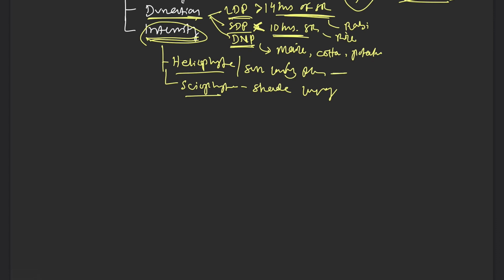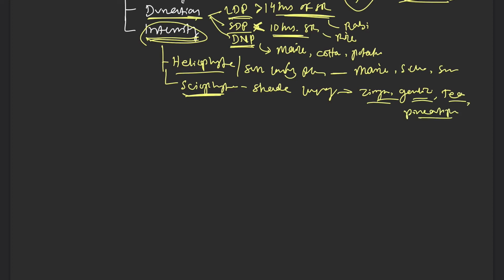So what are the examples? It means heliophytes require higher light intensity for their growth and development. Sciophytes require low light intensity during their growth and development. So examples of heliophytes are like maize, sugarcane, okay, sunflower. Sciophyte examples, like ginger, garlic, then tea, they require shade, okay. Then pineapple. So these are sciophytes, right?